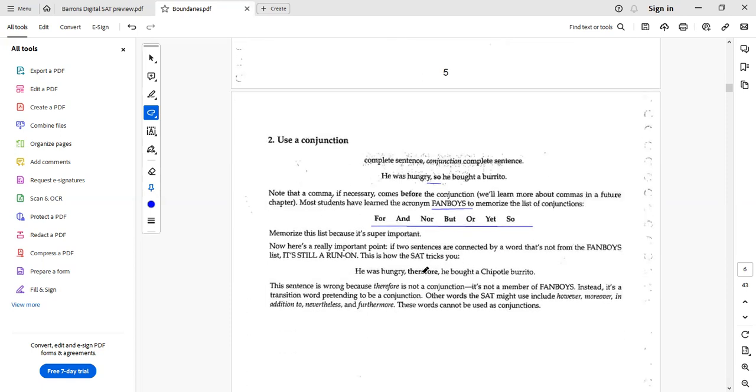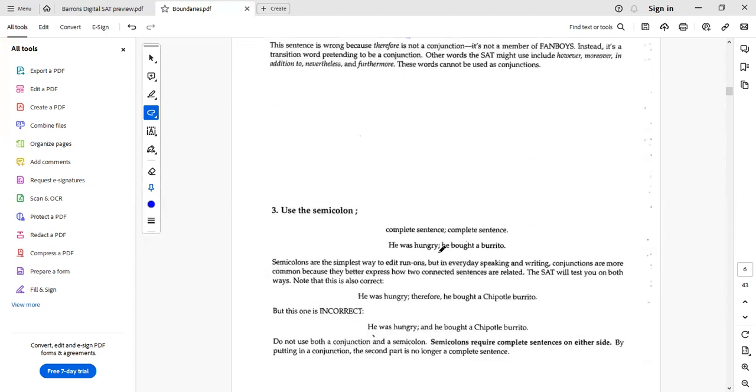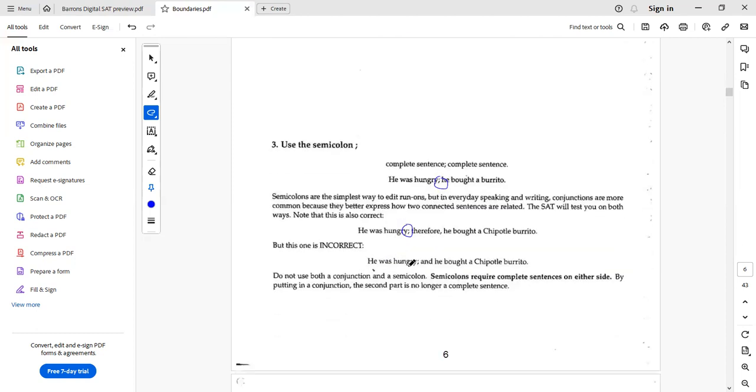Okay, what about this? Can we consider therefore as fanboys? Can you find therefore here? No. Therefore is an adverb. So what are we going to do here? It's wrong. You have to change this to a semicolon, because now we consider that they are two independent clauses that come after each other. Or you can use a semicolon: he was hungry, semicolon, he bought a burrito. He was hungry, semicolon, therefore he bought a cheaper burrito. He was hungry, semicolon, and: wrong. Semicolon, fanboys: wrong. It must be comma, fanboys, or semicolon only.